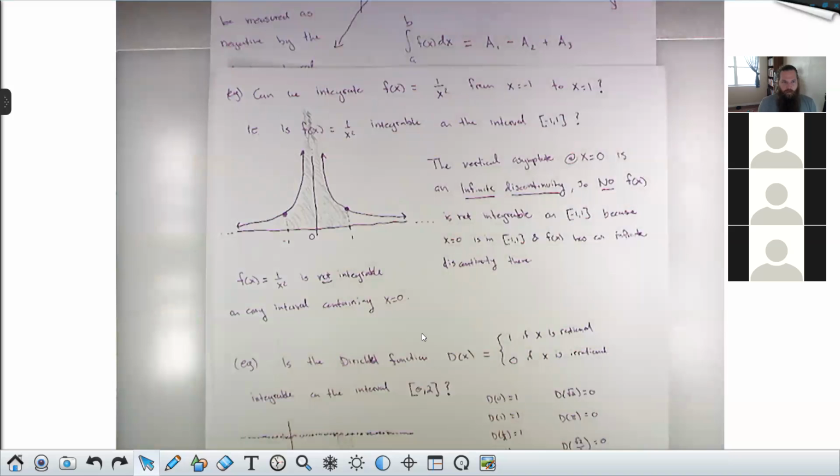Is this landing? Are we feeling comfortable with this idea? The basic thing is you have to be able to talk about an area. If the height blows up to infinity, then it's very hard to talk about the area, because how much area is there here? From here all the way up to the vertical, the infinity up here, how much area is that? It's very, very hard to say, because you can't say width times height, because height is infinite there.